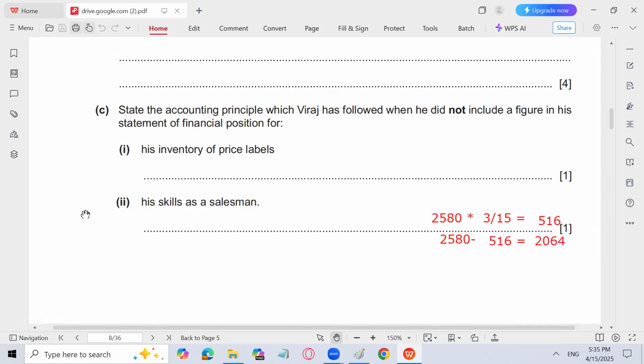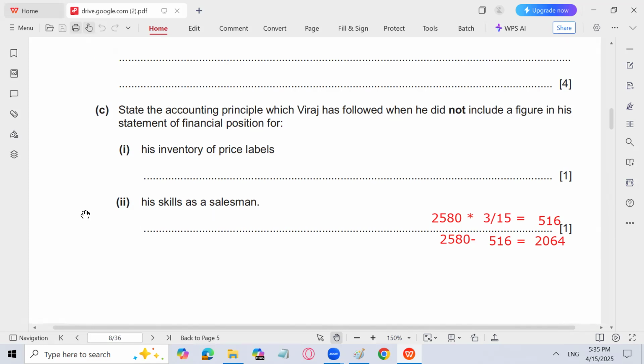Price labels means sale price. Inventory at price labels means we have written the inventory at selling price. That is wrong. It should be written at cost or selling price, whichever is less. So inventory at price labels should not be shown as a figure in the balance sheet or statement of financial position according to the prudence concept.